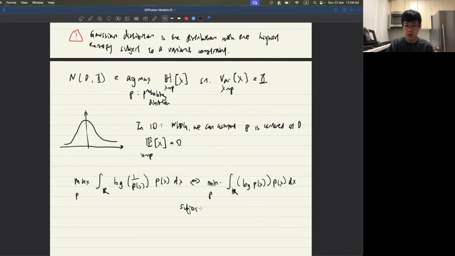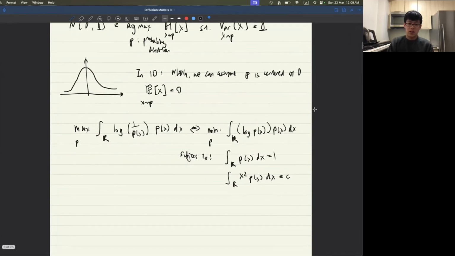This is subject to, firstly, P must be a valid probability distribution, and to encode that, it's really saying the integral of p(x) dx must be equal to 1. The other constraint is that the variance must be equal to, let's say, C, where C is something that we know. The variance is the integral of x squared p(x) dx, so subject to the variance being equal to C. Note that normally it's x minus mu, where mu is the mean, but we have already assumed that all distributions that we're considering have 0 as their center. That's why I can write it like that.